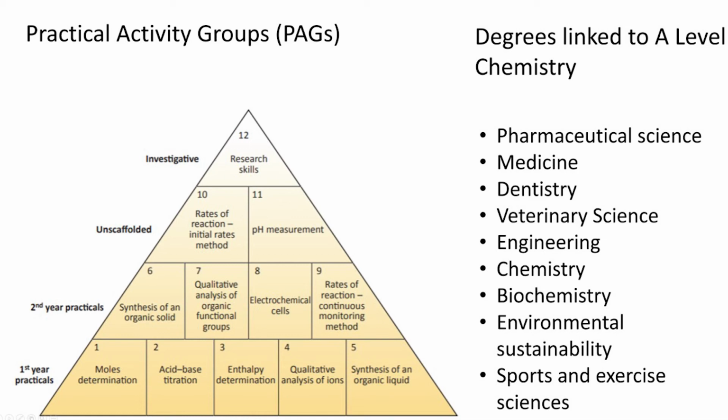And then really just to give you a bit of an idea of degrees that you could possibly go on to look at after studying A-Level chemistry. You may not want to go on to university, you may want to look at apprenticeships, but if you were looking at going on to university, some key courses we could look at for A-Level chemistry include things like the pharmaceutical sciences, medicine, dentistry, veterinary, engineering, chemistry, biochemistry, environmental, sustainability. So there's a whole range of degree subjects that you could go on to look at after studying A-Level chemistry.